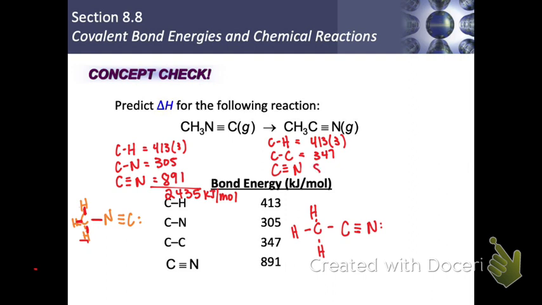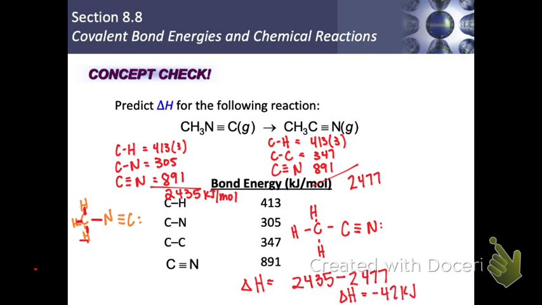All right, carbon to nitrogen's 891. So let's add it up. Plus 347 plus 891. So on my product side, I get 2477. And so that means my delta H for the total reaction will be, well, actually I do want an equal sign there, at 2435, reactant side minus product side. Okay, and that means my delta H for the reaction is negative 42 kilojoules.